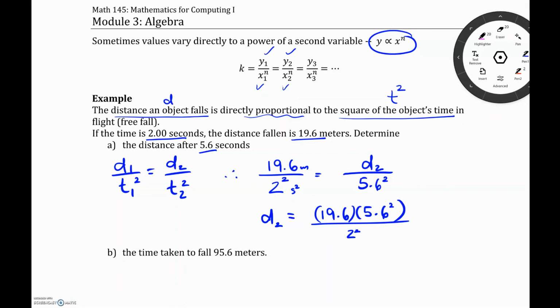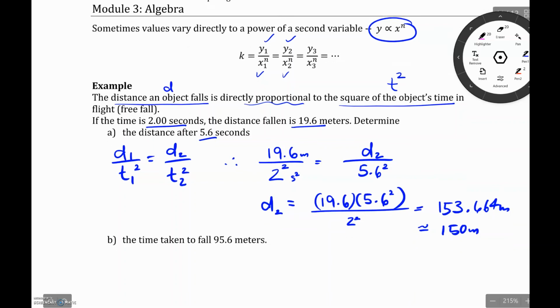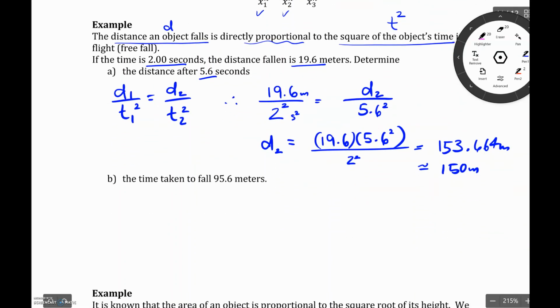Okay, and that works out to be about 153.664 meters, which we have to round to 150 meters, and I'm sure you see why that needs to be the case.